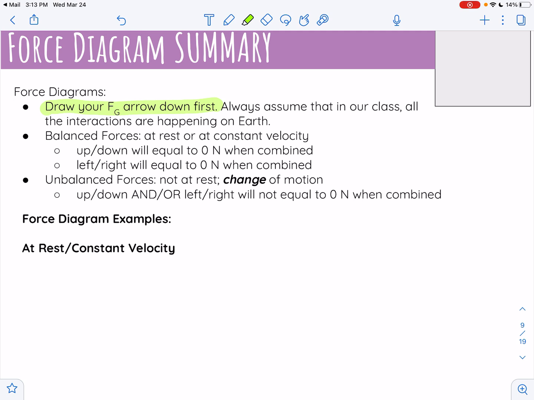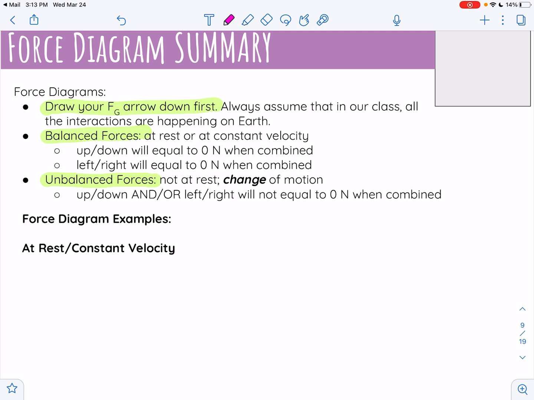When you start to draw the rest of the forces, you need to know whether they're balanced or unbalanced. You're looking for words like at rest, motionless, sitting still, or constant speed or constant velocity for balanced forces. Unbalanced would mean there's a difference somehow between the left and the right or the up and the down, some kind of change, like speeding up or slowing down.